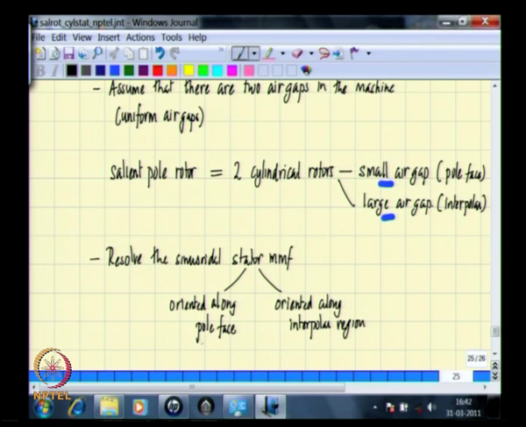And then we say that that component of the MMF which is oriented along the pole face is the one that acts along the cylindrical rotor with small air gap. The stator MMF part that is oriented along the interpolar region acts along the air gap which is larger. The MMF acting along the small air gap will produce its own flux, and the MMF acting along the interpolar region for the large air gap will produce its own flux.